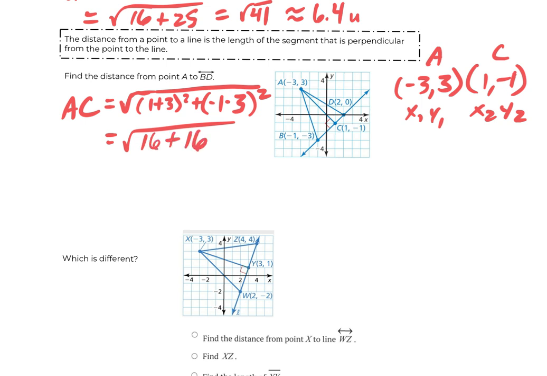So 1 plus 3 is 4. 4 squared is 16. Negative 1 minus 3 is negative 4. But when I square it, once again, I get a positive 16. 16 plus 16 is 32.